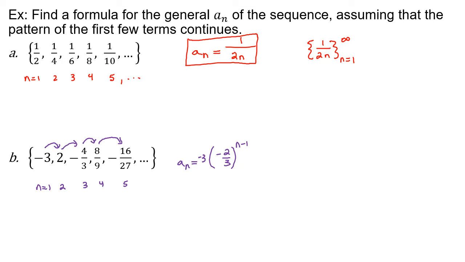-2/3 to the 0 power would be 1 times the -3 in front. That would give me my first one. If I plug in 2, 2 minus 1 would be 1. So I get -2/3 to the first power, which is -2/3, times -3, which would give me 2.